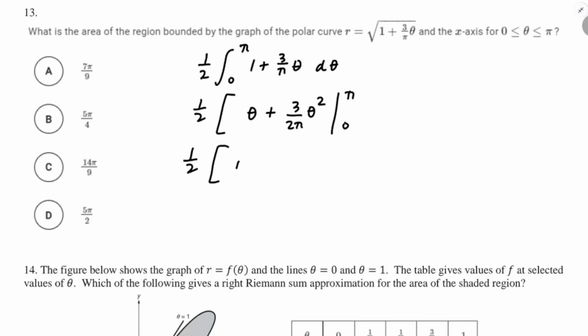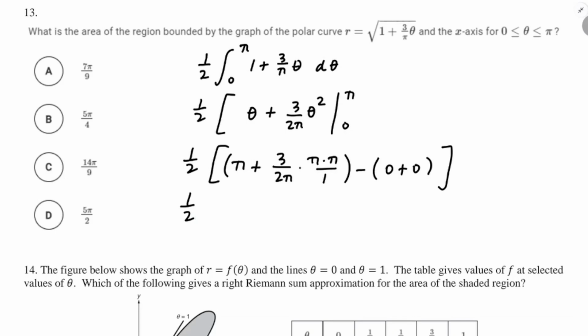1/2, I'm going to plug in pi, plus 3 over 2 pi times pi over 1, theta squared. That's when I plugged in theta equals pi. When I plug in 0, I'm going to get 0 plus 0. And so I must be able to simplify this. All right, that will definitely help. Pi plus 1/2 pi would be 2.5 pi. So 5 pi over 4, yep, sure enough, there it is. Okay, that was an interesting one.